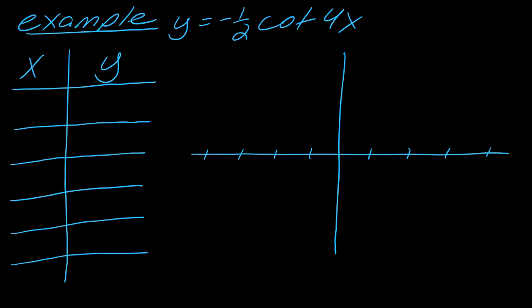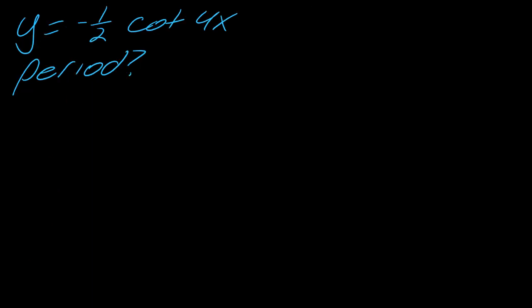Okay, so let's do something a little harder now. Let's do -1/2 cotangent of 4x. I'm going to challenge you to do this one on your own. Again, you will get more out of this if you are working on this on your own. So the first thing that I want you to do is determine the period of this. Maybe just pause here, write down what you think the period is, hit play when you're ready. So the period in this case is going to be pi/4.